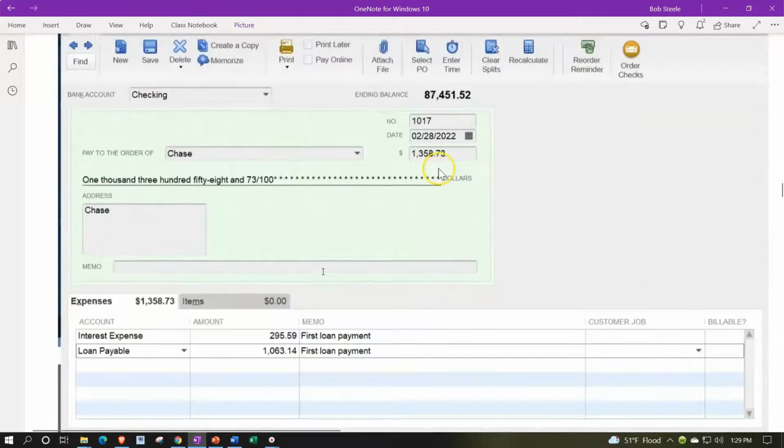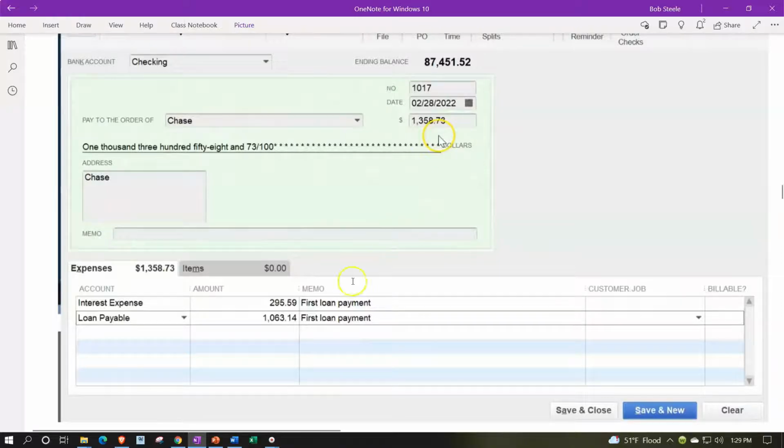So we got another check. The amount is the same, but the interest and the loan payable are different. The reason this is a problem or can make more difficulty is that you can't just memorize the transaction as you could if all the amounts were the same, and therefore you got to go in and tinker with it every time you make the payment.